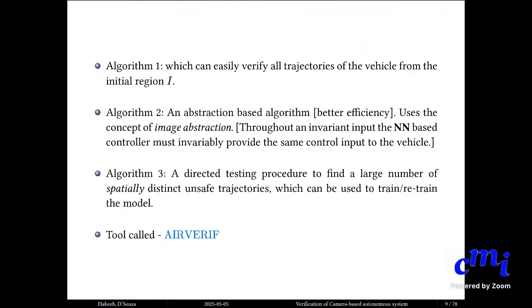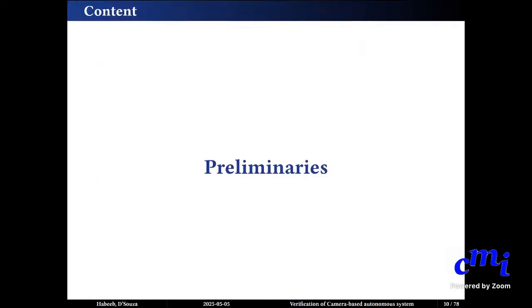Also, there is algorithm three, which is a falsification algorithm. The first two are verification algorithms. The third one just checks the number of trajectories which are unsafe and returns them. The authors have implemented all three of these algorithms and other helper functions inside a tool called AirVerif. So we'll be starting with the preliminaries.